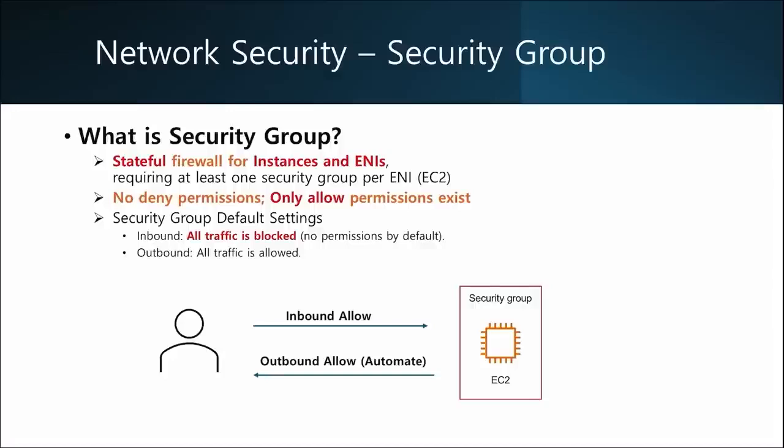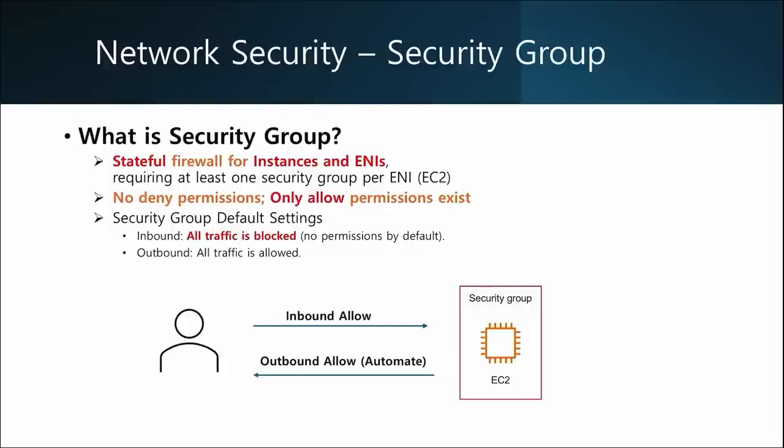We previously learned about AWS basic network services. Now, let's learn about network security. First, let's learn about security groups, which are stateful firewalls to protect instances, and ENIs, elastic network interfaces.